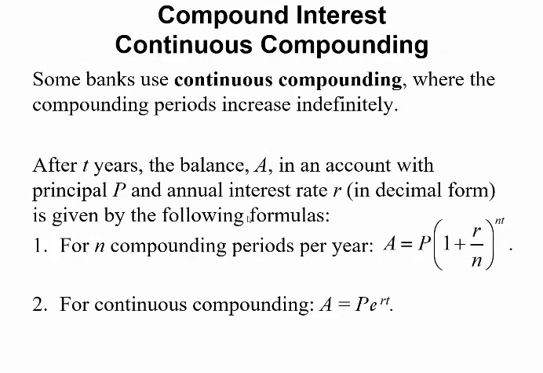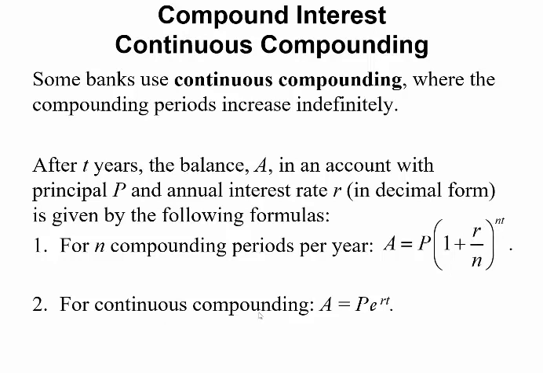Some banks, instead of doing it monthly, use what's called continuous compounding, where the compounding periods increase indefinitely. After T years, the balance A in the account with principal P and annual interest rate R in decimal form is given by the following formulas. If you compound N periods during the year, like quarterly, annually, or monthly, you use A equals P times, in parentheses, 1 plus R divided by N, to the N times T.